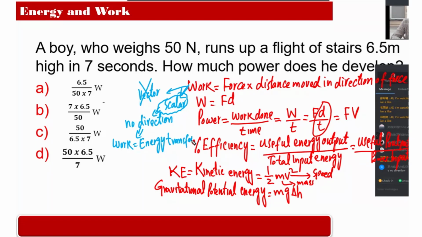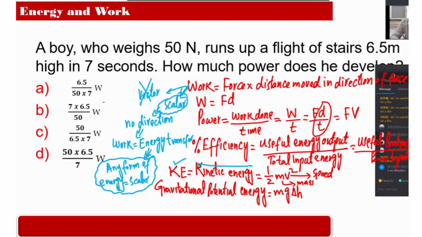And any form of energy has no direction. Very important point you need to understand: any form of energy is a scalar. Now, can you please tell me, is kinetic energy a scalar or is kinetic energy a vector?